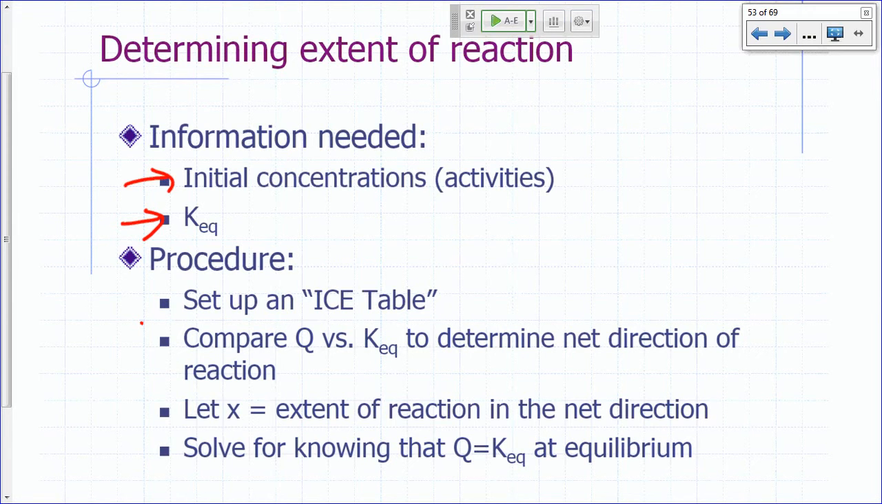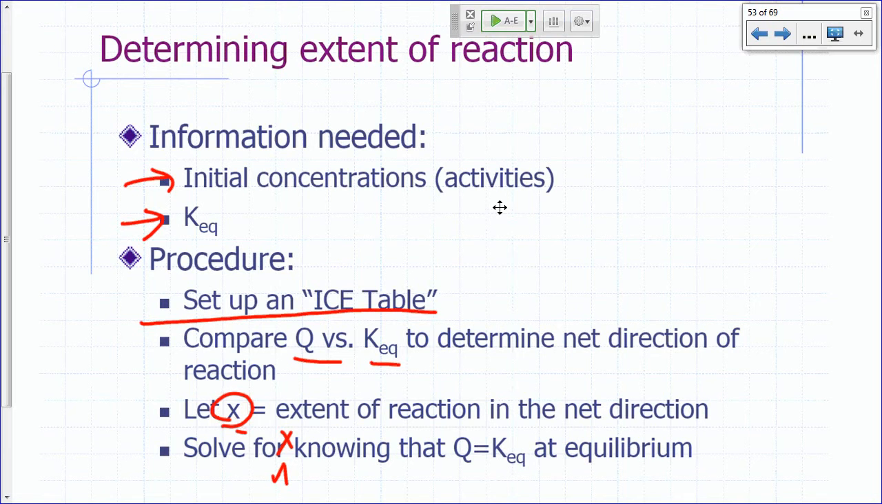So the generic procedure is to set up an ICE table, list the initial concentrations, tabulate the changes in terms of the variable extent of reaction x, and then express the equilibrium concentrations in terms of that variable x. Compare Q versus Keq to determine whether it's going to go forward or reverse. We let x be the extent of reaction, and solve for x, knowing that Q must be equal to Keq at equilibrium.